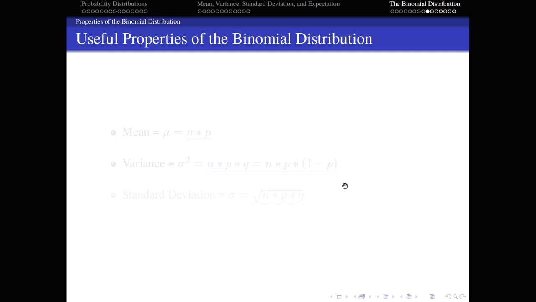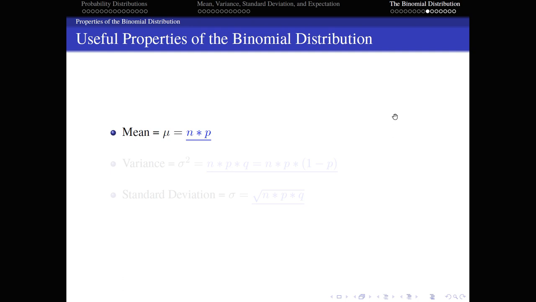Or by using a different table that is a little more common. All right, so why the binomial distribution and why are we making a big deal out of this? The binomial distribution has some really useful properties. So first of all, the mean is a very simple calculation.